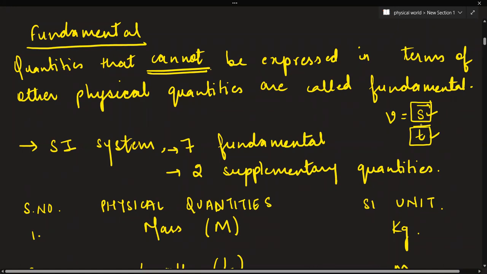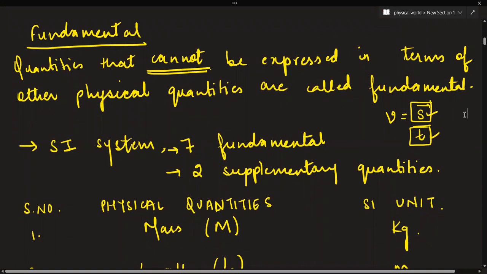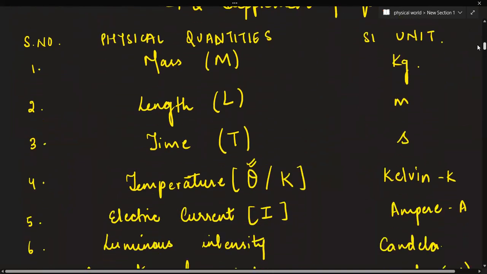So in the SI system, meaning Standard International System, you have 7 fundamental quantities and 2 supplementary quantities. Without the usage of fundamental quantities, you won't be able to solve any question of this chapter. So it's better you learn all those fundamental quantities. And remembering their SI units is also important because SI units are used a lot.